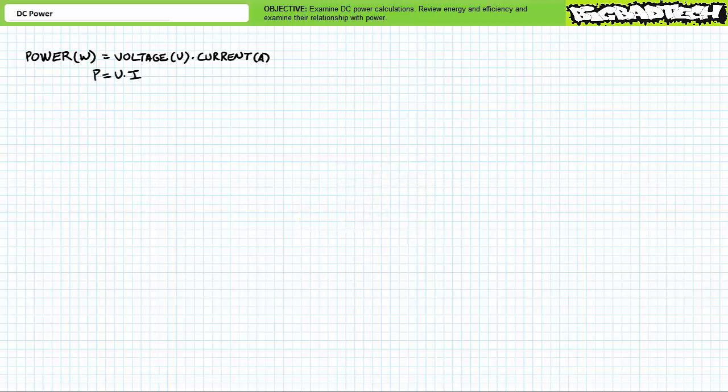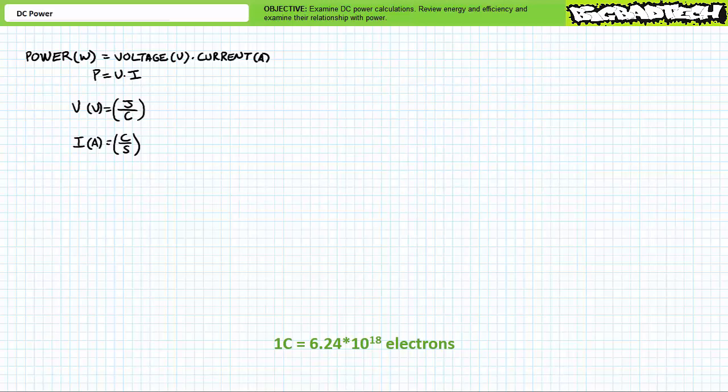Expressed in shorthand, P equals V times I. Additionally, recall that both the volt and the ampere are derived units, where 1 volt is 1 joule of energy per coulomb of electrons, and 1 amp is 1 coulomb of electrons moving by a point in 1 second. A coulomb, by the way, is a group of electrons, kind of like a dozen eggs, only it is a lot more than a dozen.